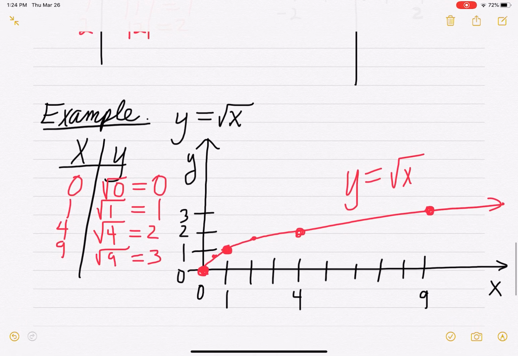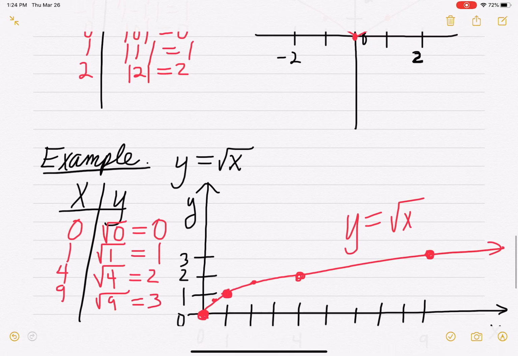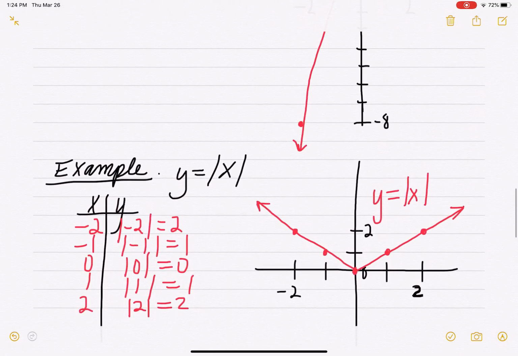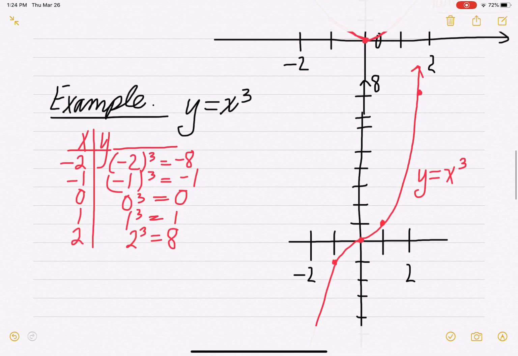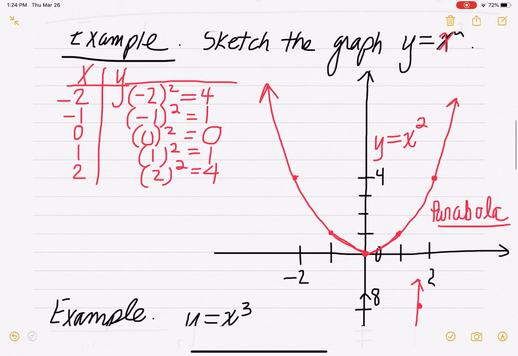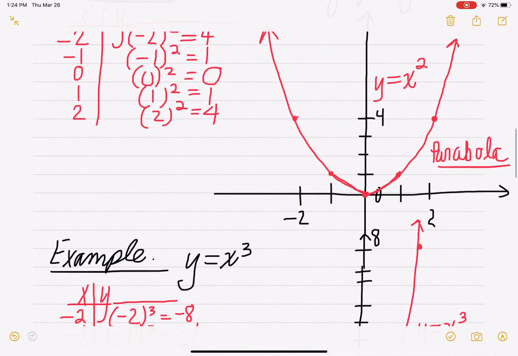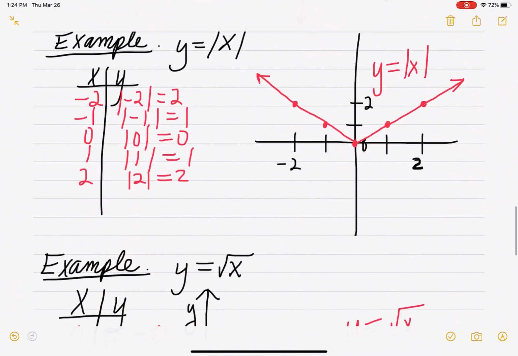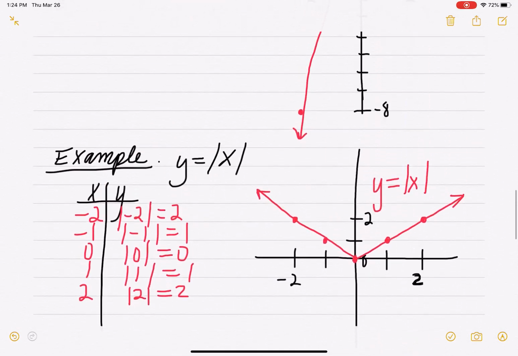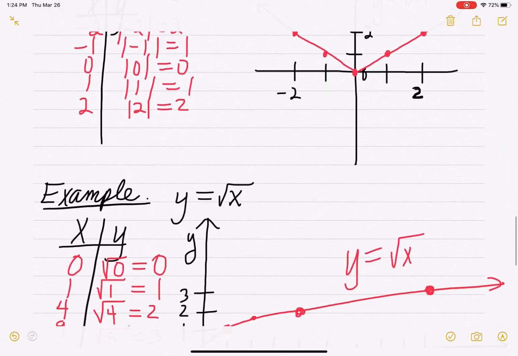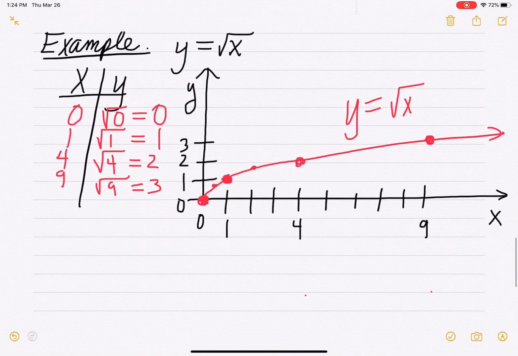These are some special two-variable equations you want to be familiar with. So we have what? The square root, the absolute value equation, the cubing equation, and what? The squaring equation, y equals x squared. That's 1, 2, 3, and 4. So be familiar at least with those.